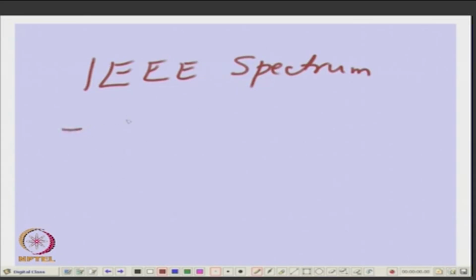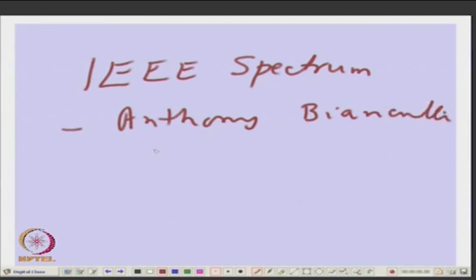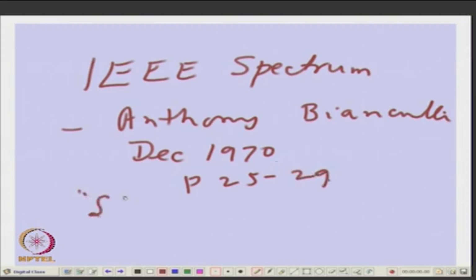This is by Anthony Biancoli. This is in December 1970, page 25 to 29. Okay. And it is called stepper motors.